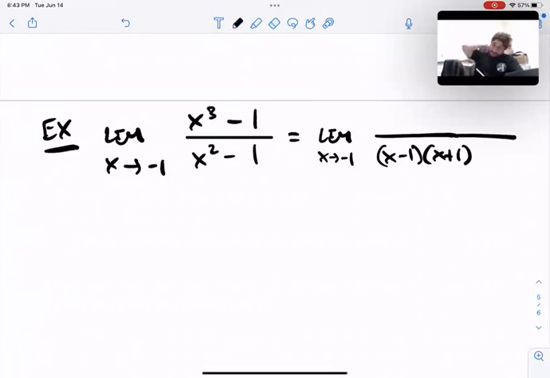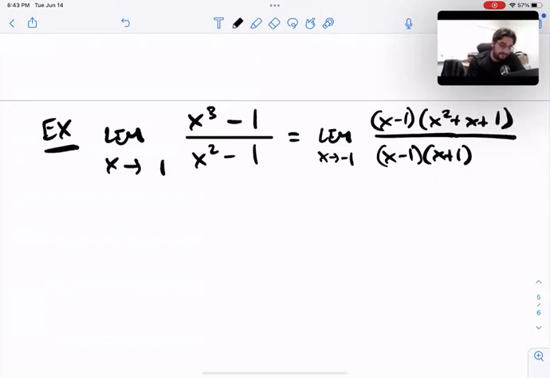I don't want the whole denominator to cancel. So x cubed minus 1 over x squared minus 1. Sorry, x approaches 1, x cubed minus 1 over x squared minus 1. That's what I want. So here I can factor the bottom and I can factor the top. This is the difference of squares and the difference of cubes formula.